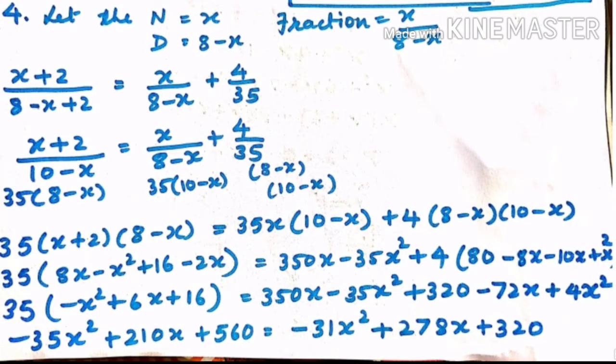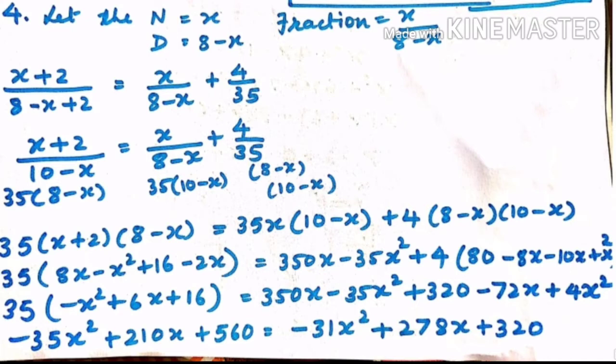The sum of the numerator and denominator of a certain fraction is 8. If 2 is added to the numerator and to the denominator, the value of the fraction is increased by 4 by 35. Find the fraction.